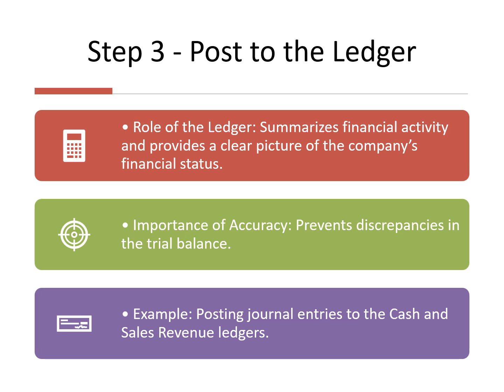Posting to the ledger. After transactions are recorded in the journal, the next step is to post them to the ledger. The ledger provides a summary of all transactions, giving a clear picture of a company's financial status. Ensuring accuracy in this step prevents discrepancies later in the process.